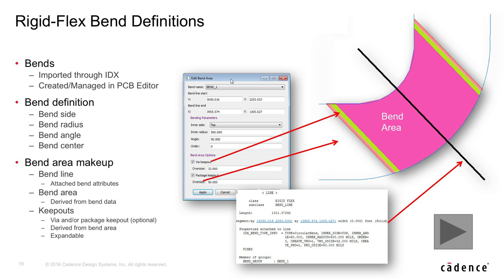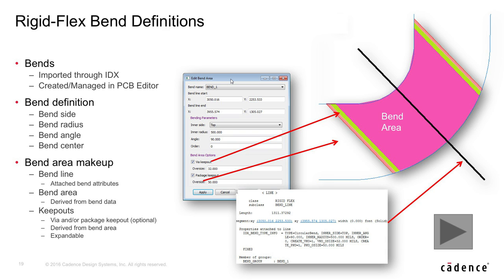Another critical piece for defining a rigid flex design is the ability to define a bend in that design. Bends have particular characteristics to them, knowing the direction or side where the bend will occur. We need to know a radius, the angle of a bend, the center location of the bend. This information can be exchanged through IDX, or it can be manually created within Allegro.